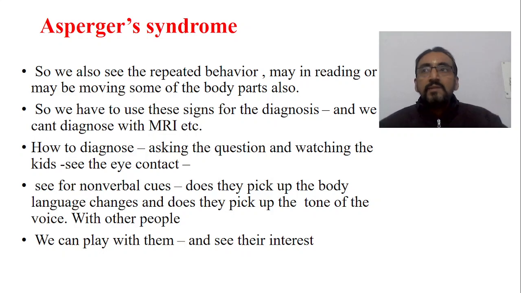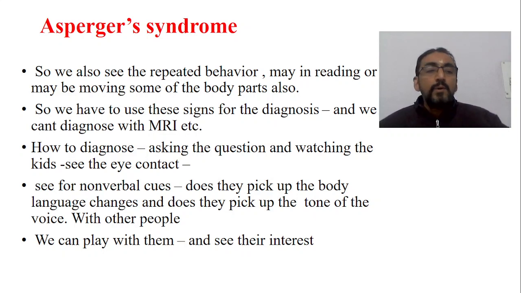And this is not a disease that can be diagnosed by MRI, etc. Okay, this you have to understand by observation. Now, how to diagnose? Asking questions and watching the kids. That's the important thing. You ask questions, watch the kids, and see their eye contact. When they are talking, are they able to make eye contact or not? Now see the non-verbal cues, whether they are using any non-verbal communication skills or not.